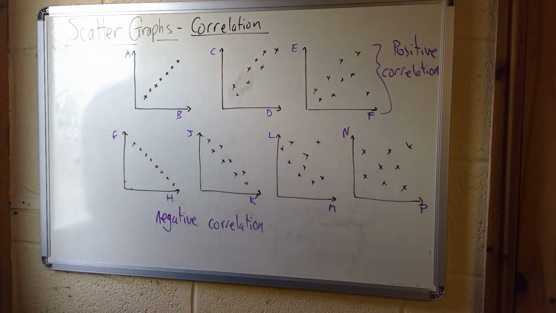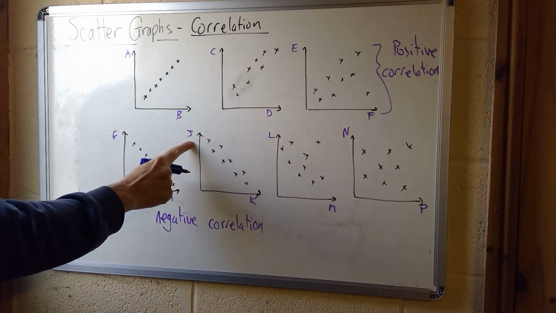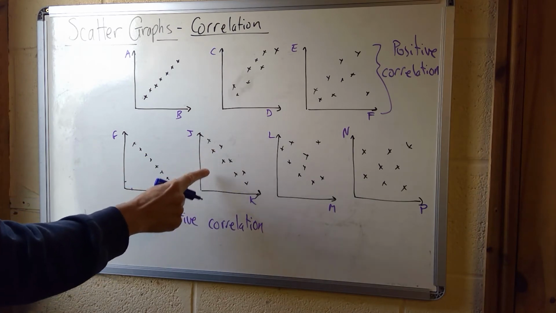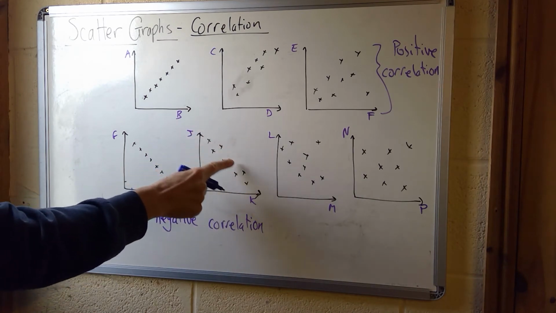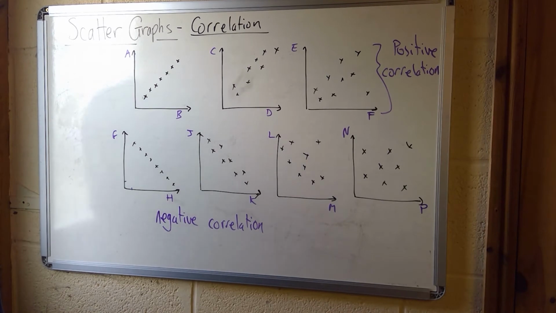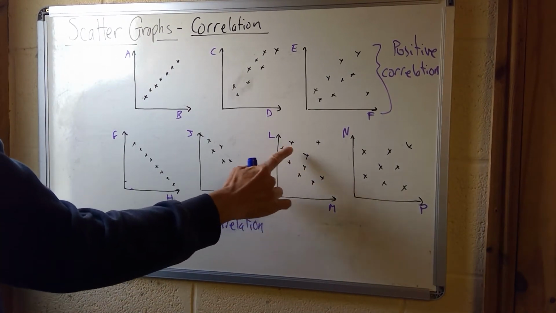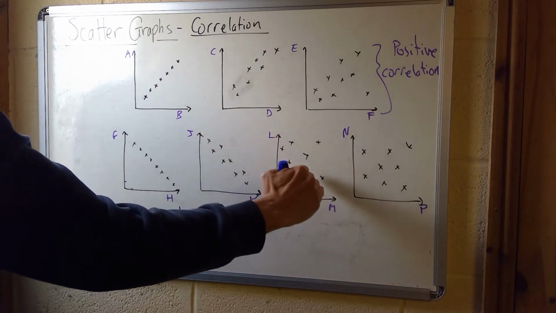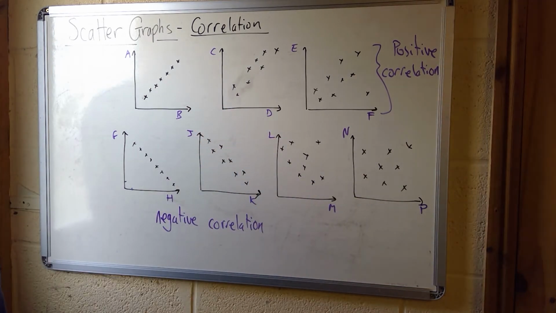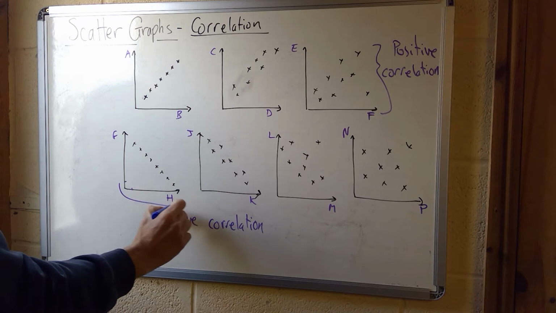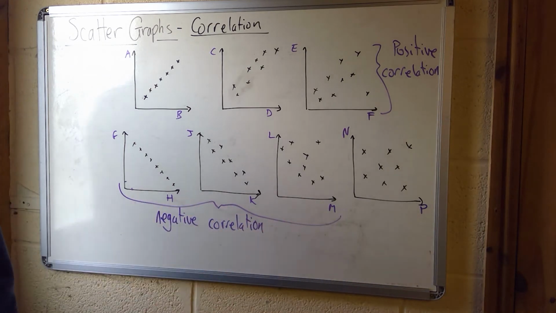This is a dead straight line, so that's perfect negative correlation. J increases as K decreases. So this once again is negative correlation. That's strong negative correlation. Points are a little bit more spread out here, but it still follows that negative pattern. So these 3 are examples of negative correlation.